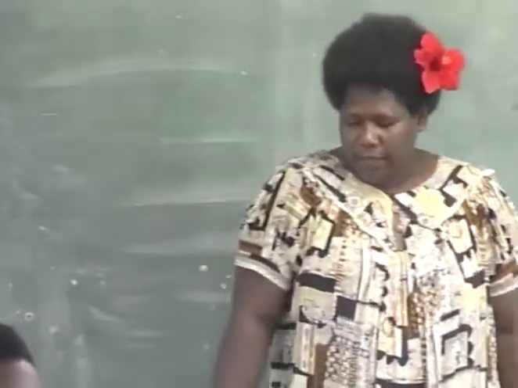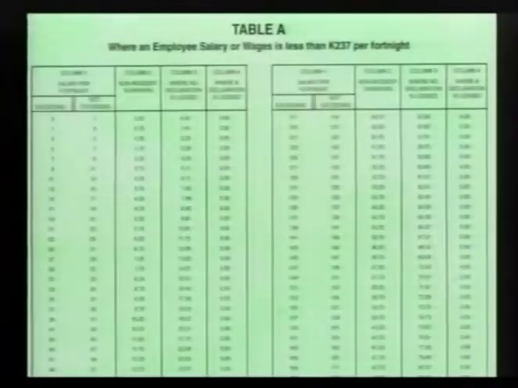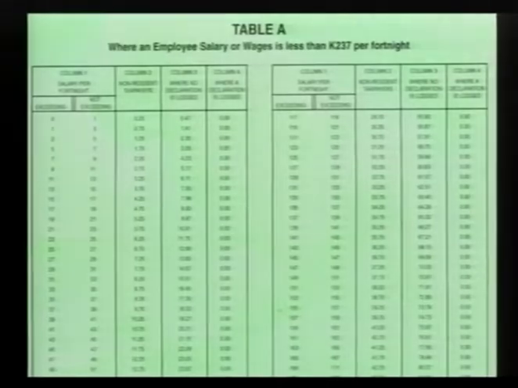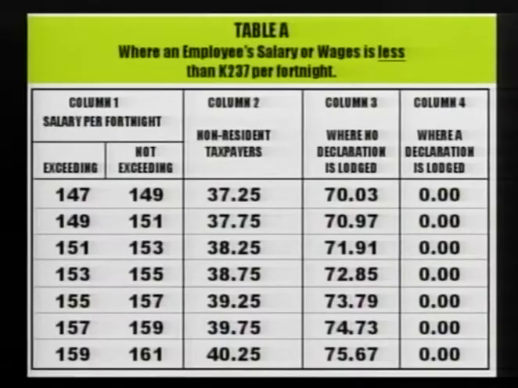Okay, look at table A. Can you all see? Right, move closer so you can see. Look at table A. It says column 1. Are we listening? Column 1, it says salary per fortnight. It's not very clear on the screen, that's why you have to look at it on the chart.